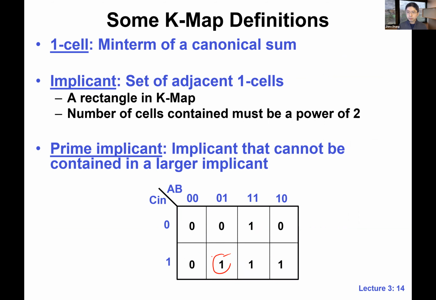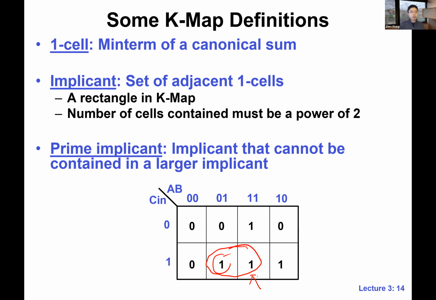Is this an implicant? Yes or no? The answer is yes. This is a bit of a trivial case, but 1 is still a power of 2, and it's still a rectangle. But is this a prime implicant? No, because this implicant can be covered by this prime implicant. Make sense? So the larger one is actually the prime implicant. In fact, in this specific example, you cannot find a larger implicant. You cannot find a larger circle to cover, so what we just drew over here.